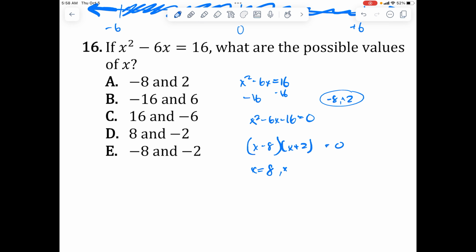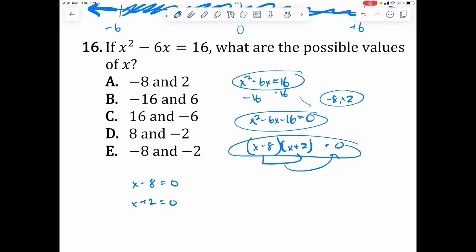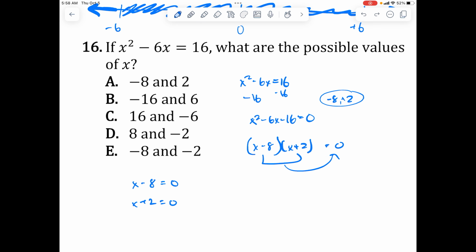And again, I don't want to skip steps for you here. Since we're multiplying two values and they equal 0 when you multiply them, that means one or both of them have to equal 0. So we can plug in x minus 8 equals 0 or x plus 2 equals 0. This gives us the two possible values of x that make this statement true, which is again the same thing as this statement. If I add 8 on both sides, x equals 8. This is going to give you x equals negative 2.